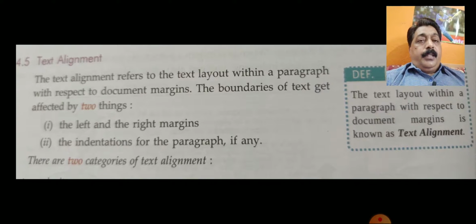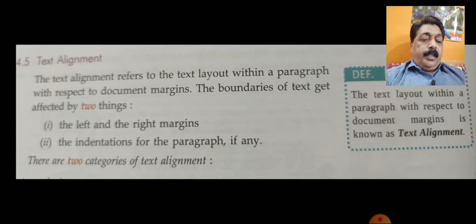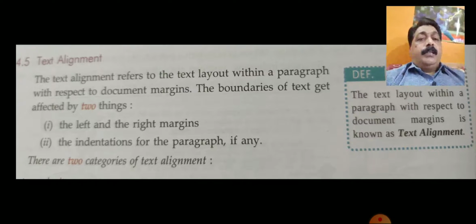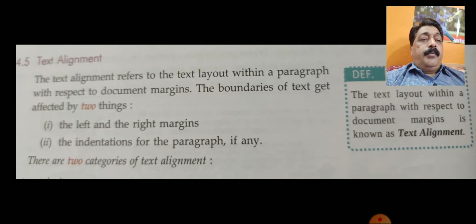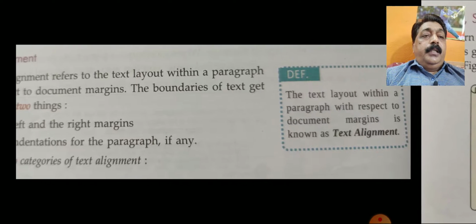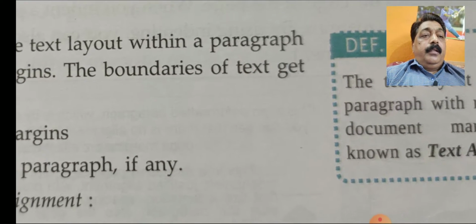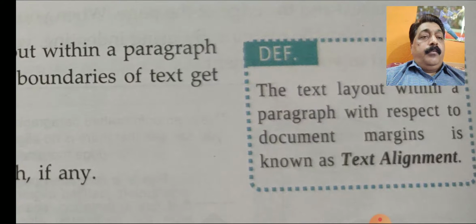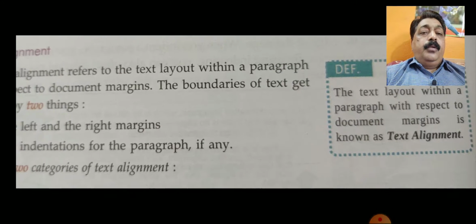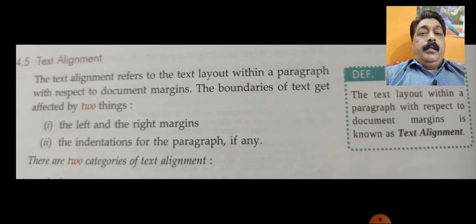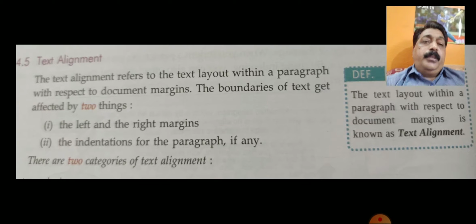Then text alignment. Text alignment means the setting of the text. Setting of the text means how the text is to come on the screen, to the left side, the right side or the center. Overall we can find four kinds of alignments there. The text layout within a paragraph with respect to document margins is known as text alignment. Four kinds of text alignments we can find in OpenOffice Writer.